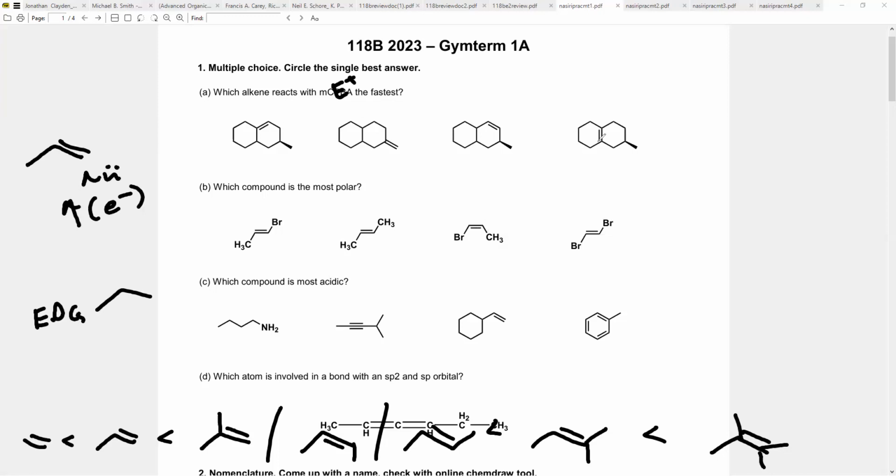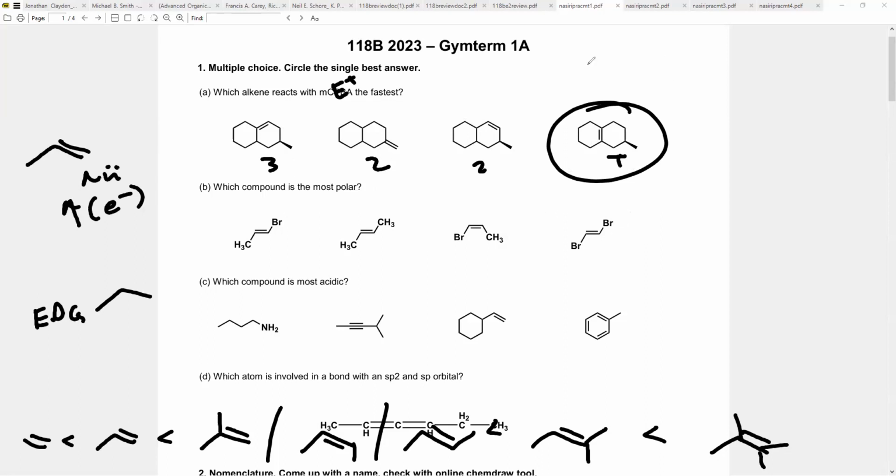So if we look at this, the most sub alkene is this one here, tetra. This is di, this is terminal, or it's geminal really, so it's di. And this is tri. But this is tetra, so it's absolutely the best. So most electrophiles, fastest reaction is going to be with the most sub.